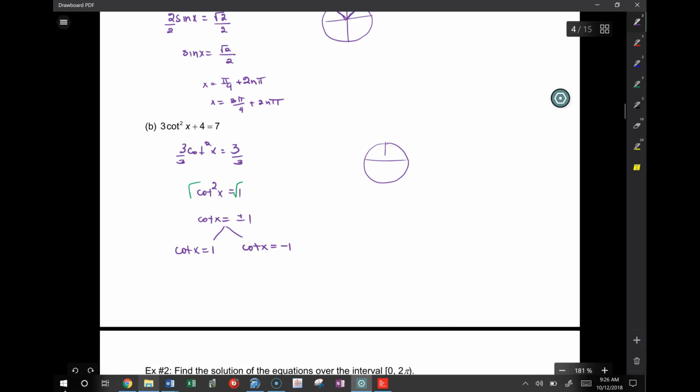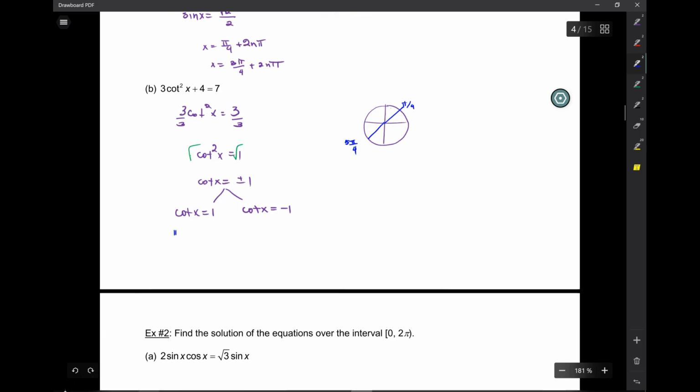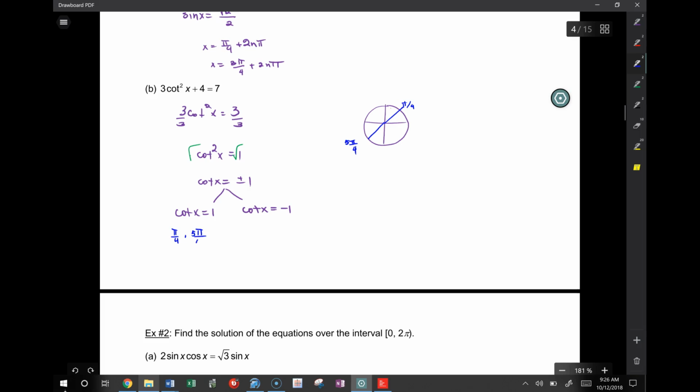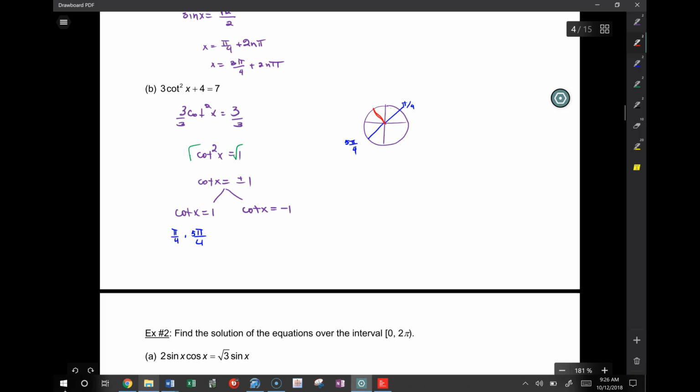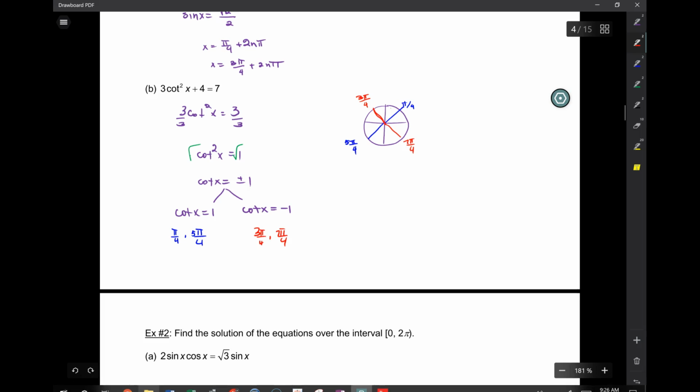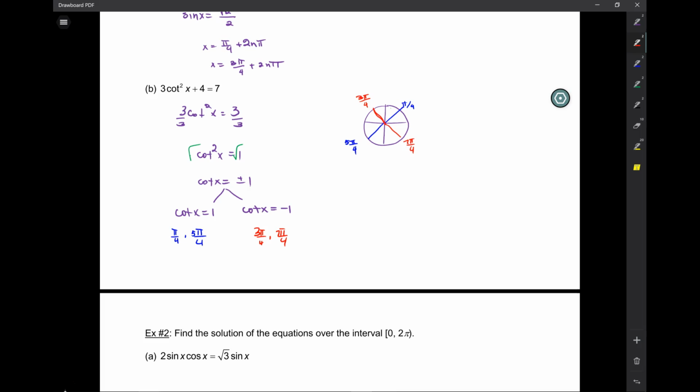So where is cotangent x equal to 1? At pi over 4 and 5 pi over 4. Is that right? I'm not writing the complete answer just yet. Where is cotangent equal to negative 1? 3 pi over 4 and 7 pi over 4. Now, how to write this? In regular pre-calc, we could say pi over 4 plus 2n pi, 5 pi over 4 plus 2n pi, this plus 2n pi, that plus 2n pi.